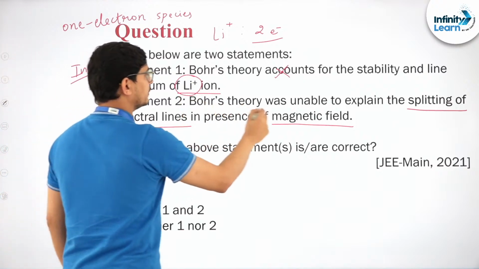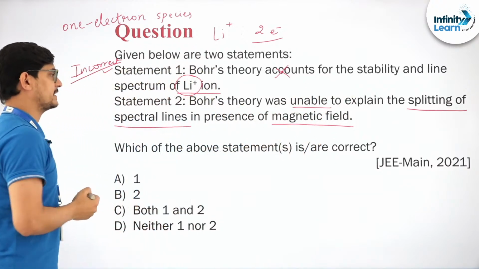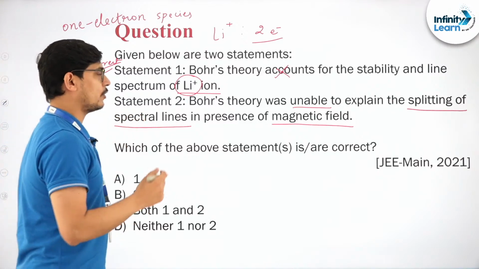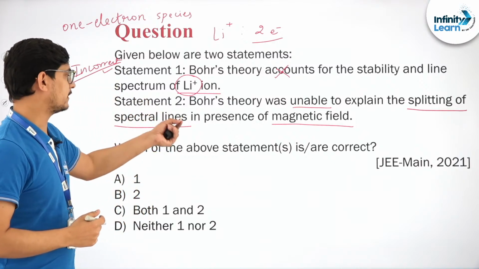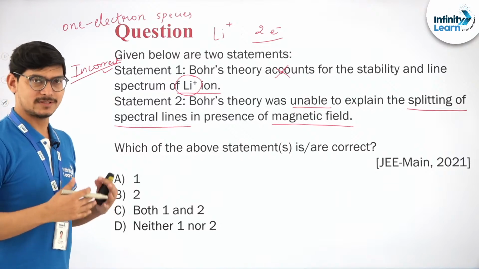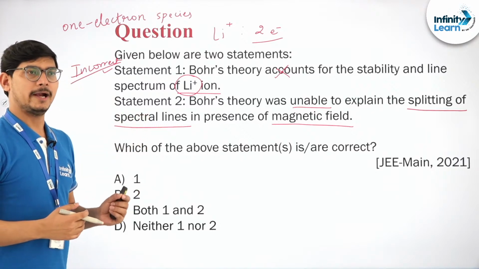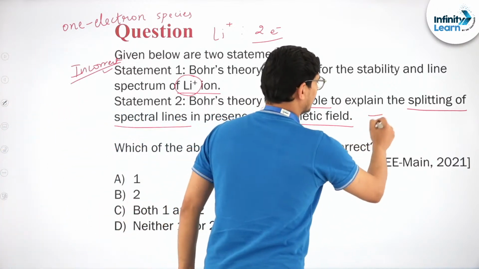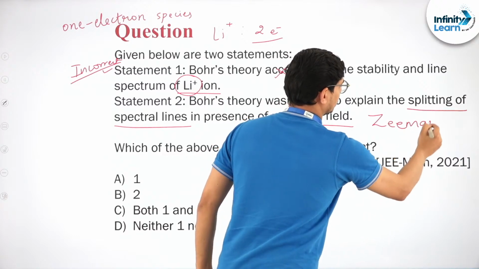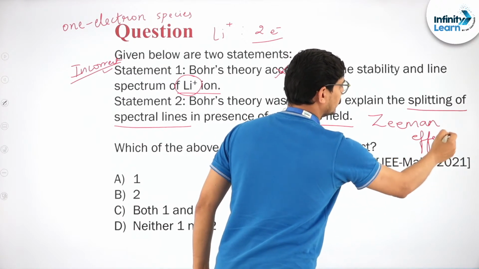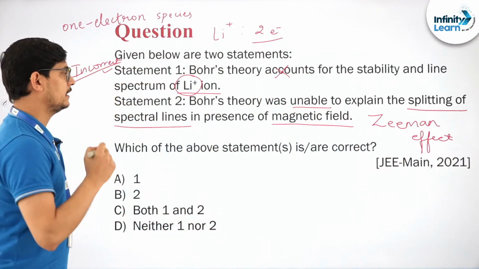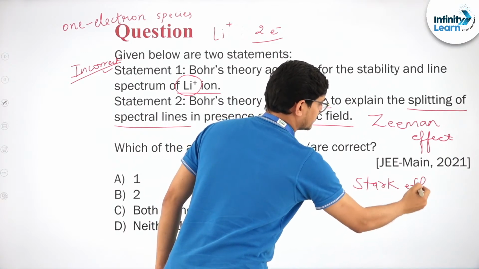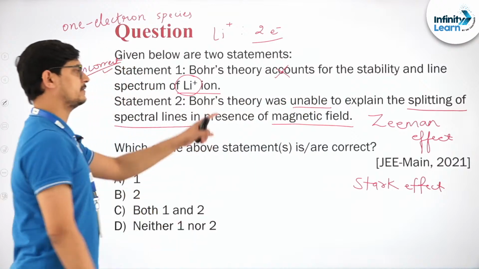It says that Bohr's theory was unable to explain the splitting of spectral lines in presence of magnetic field. Yes, this is correct. Can you tell me what we call this phenomenon, the splitting of spectral lines in presence of magnetic field? This was something that scientists had earlier observed, and they expected it to be explained by Bohr's theory, but unfortunately it could not. This we call Zeeman effect. And when we talk of Zeeman effect, we should also mention Stark effect, because Stark effect is the splitting of spectral lines in presence of external electric field.